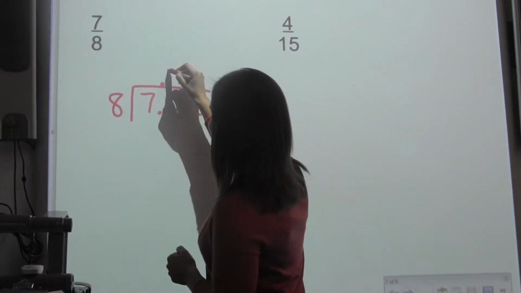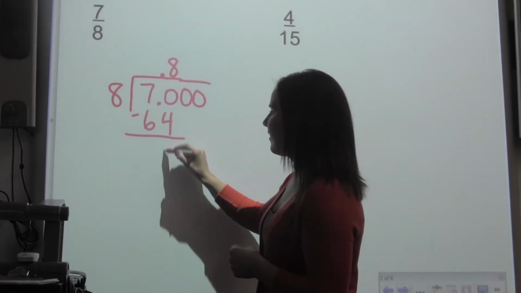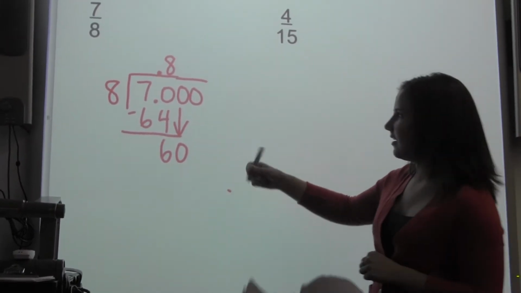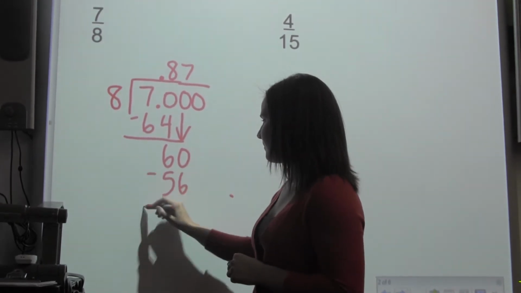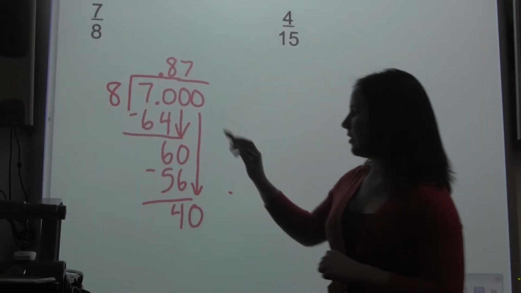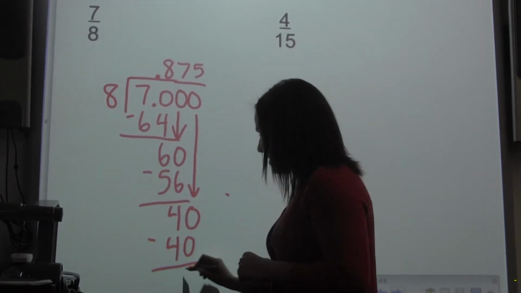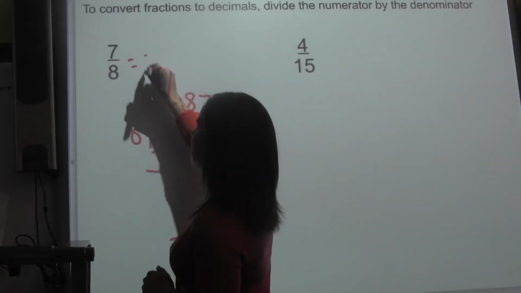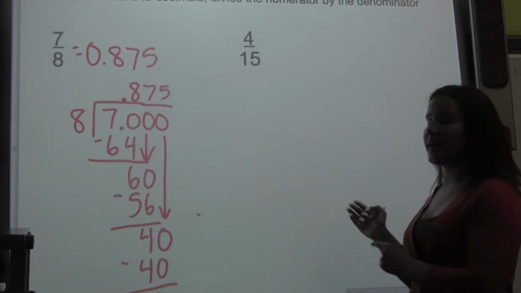8 does not go into 7, but 8 goes into 70. 8 goes into 70 8 times. And 8 times 8 is 64. When I subtract here, I get 6. And I bring down my 0. 8 goes into 60 7 times. 8 times 7 is 56. When I subtract, I will get a 4. And when I bring down my next 0, 8 goes into 40 5 times. 5 times 8 is 40. And I have no remainder. So 7/8 as a decimal is 0.875.